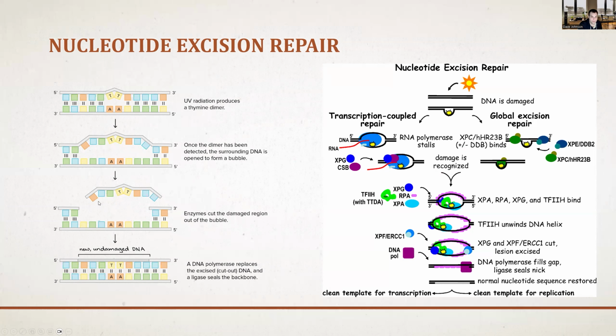We put a whole new chunk in, and then DNA polymerase replaces it, and ligase seals the backbone. Okay, now nucleotide excision repair can come in a couple different varieties. It could be through transcription coupled repair. So, for example, this may not get caught in a normal cell. This might get caught during the process of transcription, right?